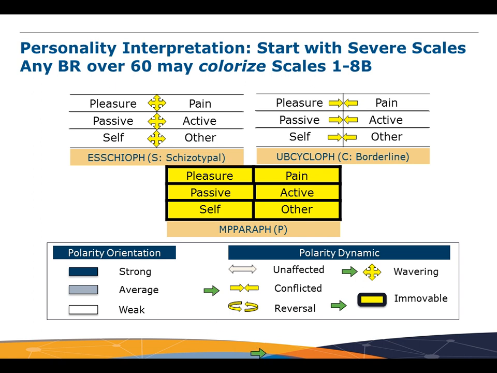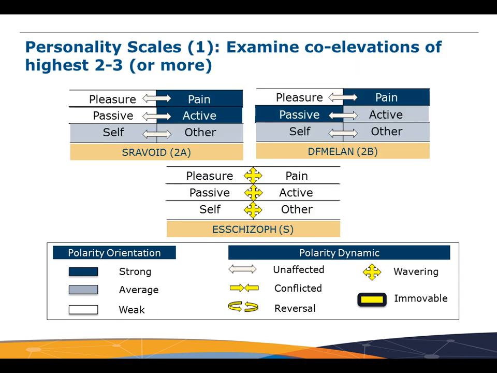With this in mind, with getting a sense of if any of these are elevated at all above a base rate of 60, and whether or not they are the primary elevation, even if they're secondary, we get a sense of how it might colorize what comes next. That is, we begin to look at the co-elevations of the general clinical personality scales.